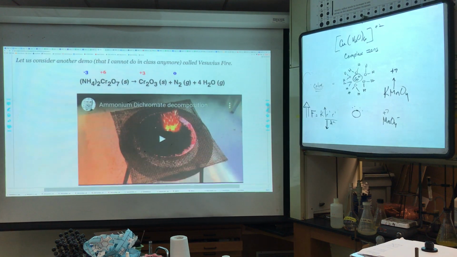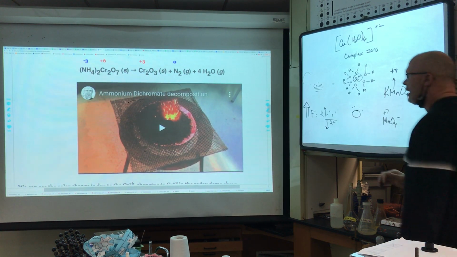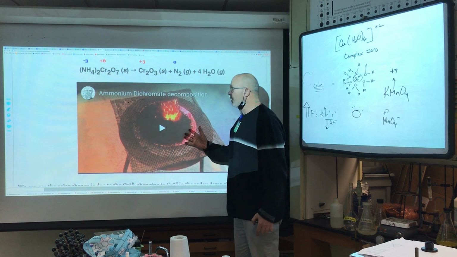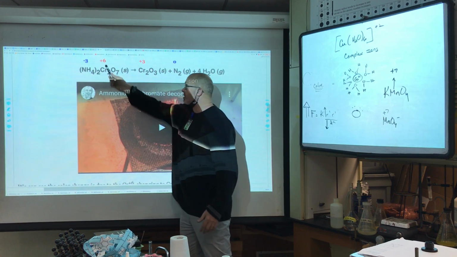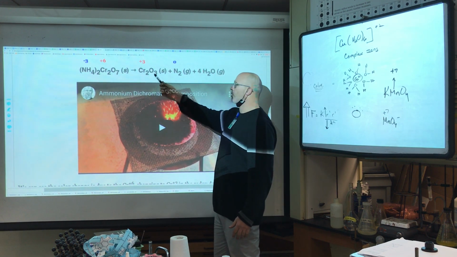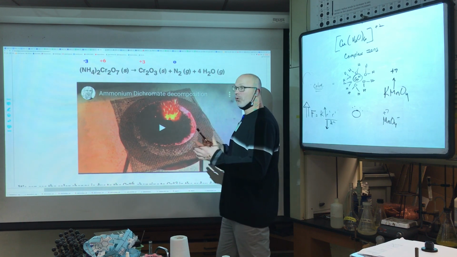Okay? Now, here's another demo I think I played last week. I can't do this one live. I'm not doing any live. But this is a +6 orange compound that becomes +3. So this is also crystal field splitting.